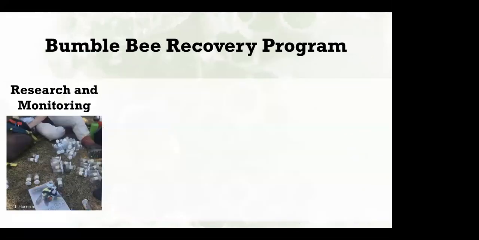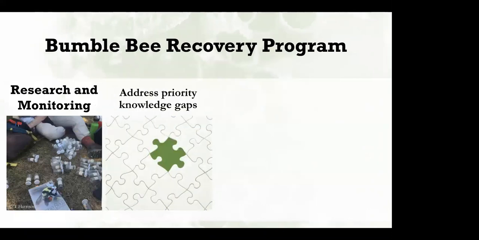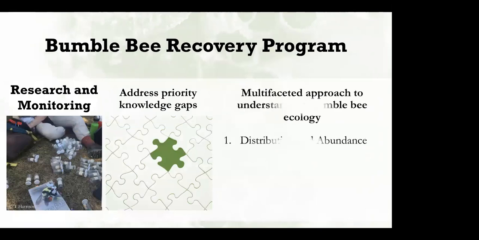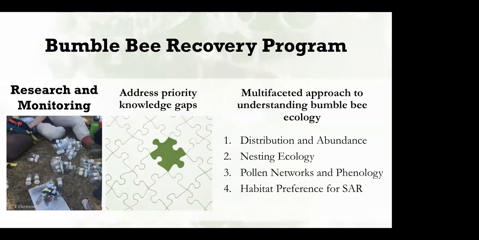The third of the four components of our bumblebee recovery program is our research and monitoring. Our aim has always been to design a research program that addresses the knowledge gaps in our understanding of bumblebee biology and ecology. And so we have a multifaceted research program that's dependent on collaboration between several organizations. You'll see some of that collaboration as I go through the four primary approaches that fall under this.